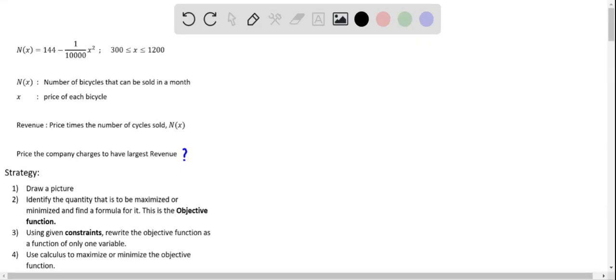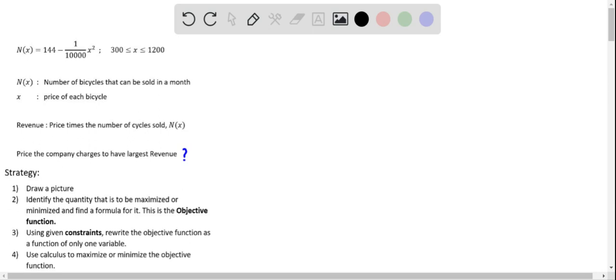In this problem, we are given the model that gives us the number of bicycles that can be sold in a month. That is, n of x is the model which tells us how many bicycles can be sold in a month, where x represents the price of each bicycle. And we have to determine the price the company charges to have the largest revenue.